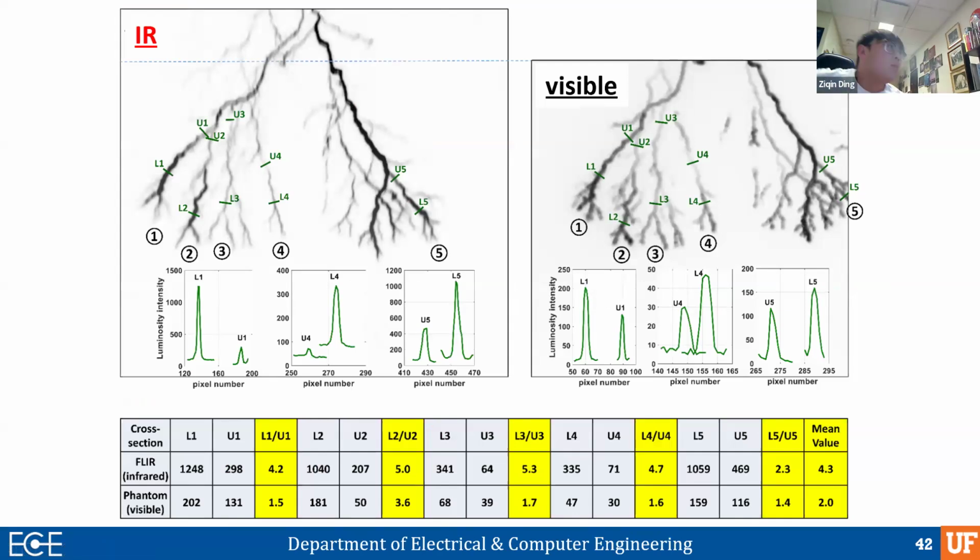Another thing we can do for the infrared range is take cross sections at different altitudes along the leader branch, and measure the luminosity variation compared to the visible. We can see that, compared to visible, we have similar luminosity variation for infrared, which means the visible luminosity, which corresponds to the current, is similar to the temperature observed in the infrared.